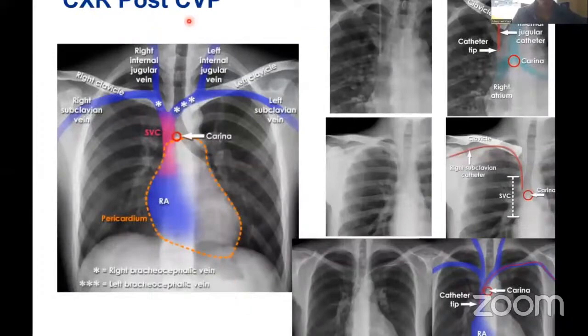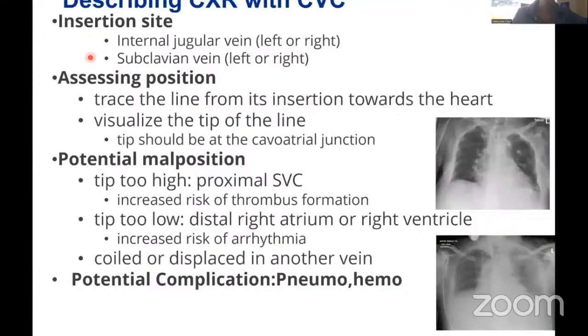The central line should always be confirmed by the chest x-ray, and it should be placed in such a manner that the tip of the central cannula is within the SVC at or above the level of the carina. So whenever you describe a chest x-ray with a CVC, tell about the insertion site, whether it's an IJV or a subclavian. Assess the position by tracing it, whether it's too high or too low, like this one is too deeply inserted, or it is going into another vessel like the brachiocephalic, and mention the potential complications while describing the x-rays.